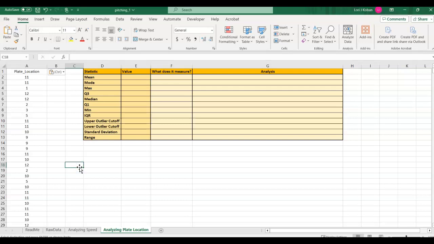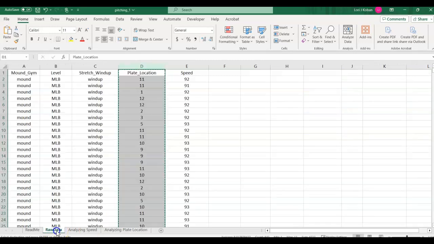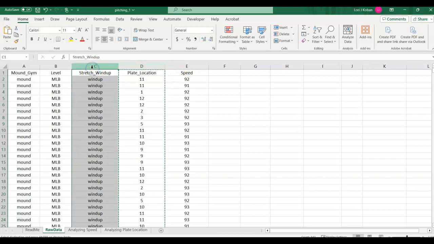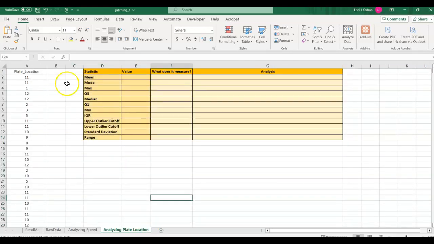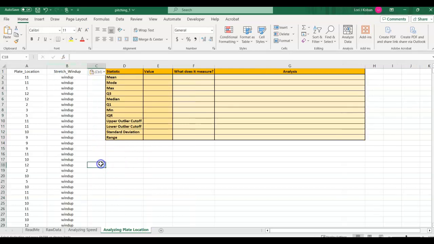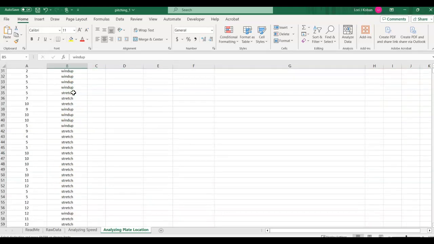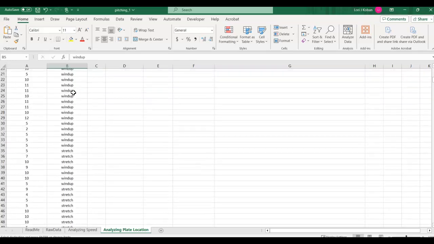And first we want to get a hold of the plate location by using some numbers. As an intermediate discussion, let me just talk about stretch windup. Let me bring that over here just for a second. Okay, it's an easier categorical variable to think about because it is only two values, windup or stretch.